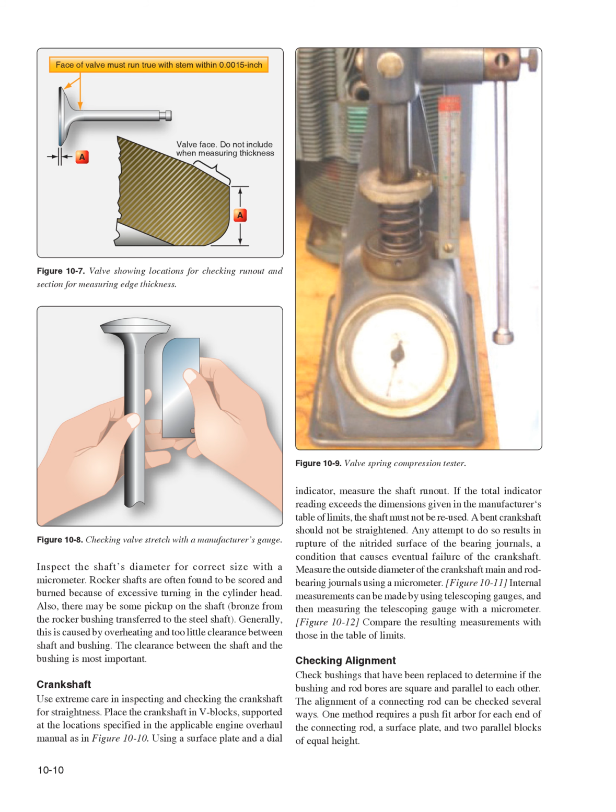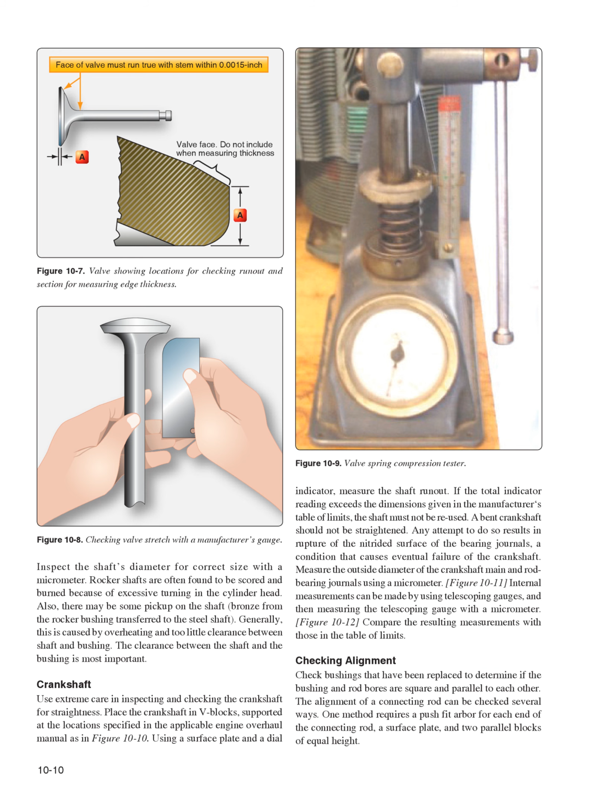Place the crankshaft in V-blocks, supported at the location specified in the applicable engine overhaul manual, as in figure 10-10. Using a surface plate and a dial indicator, measure the shaft runout. If the total indicator reading exceeds the dimensions given in the manufacturer's table of limits, the shaft must not be reused. A bent crankshaft should not be straightened.